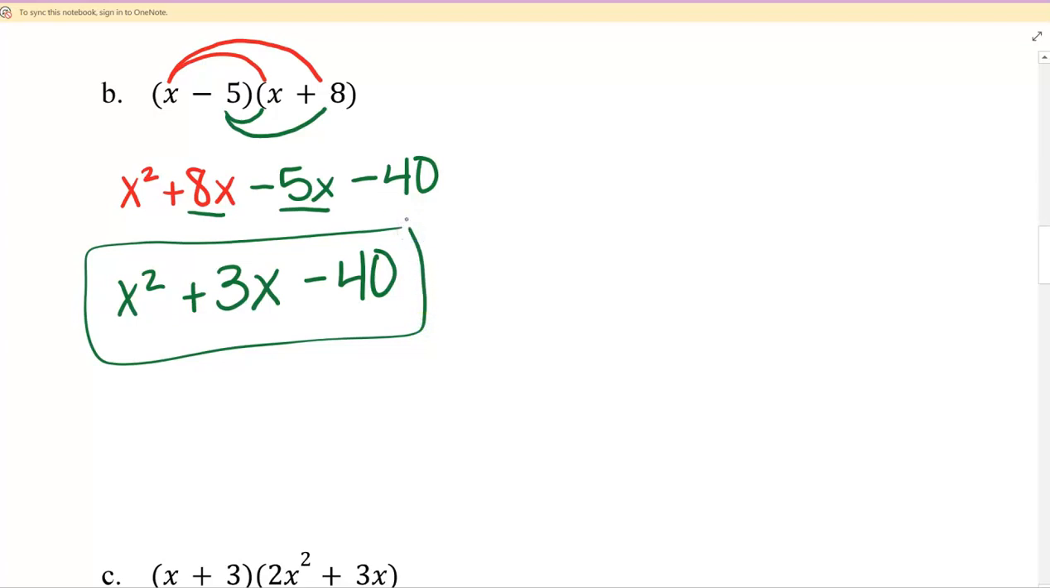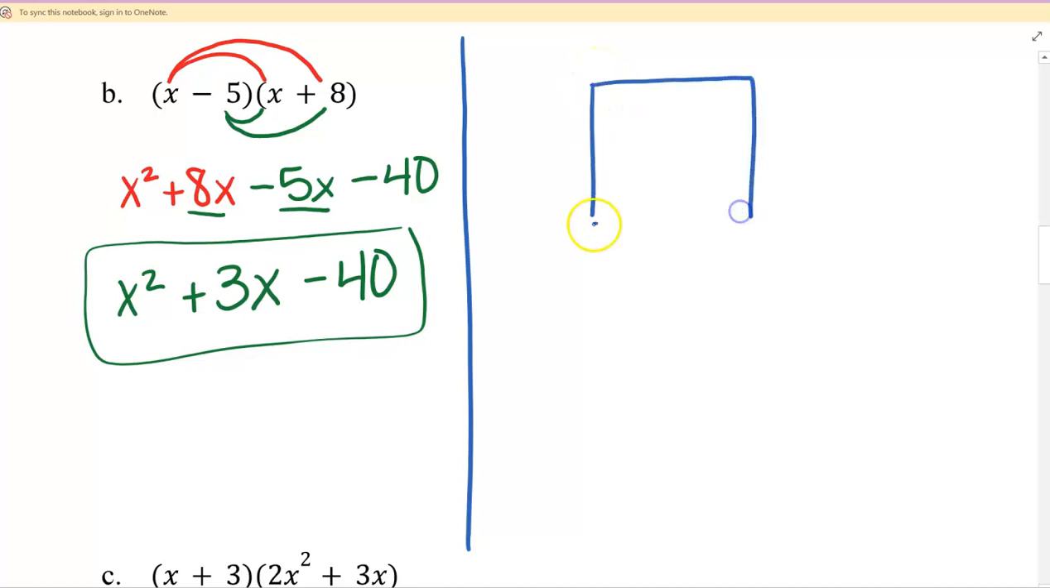Okay, I'm going to show you another method to do this. So this is just distributing, but you can also do it a different way, and I do not care which way you do it. So you do whichever way you like. So this one's called the box method. So we're going to draw a box, and I'm going to put space for 2 on the top and 2 on the bottom. And the reason I'm doing that is because we have 1, 2, and 1, 2. So I'm going to write these on the side. So I have x minus 5, x plus 8.